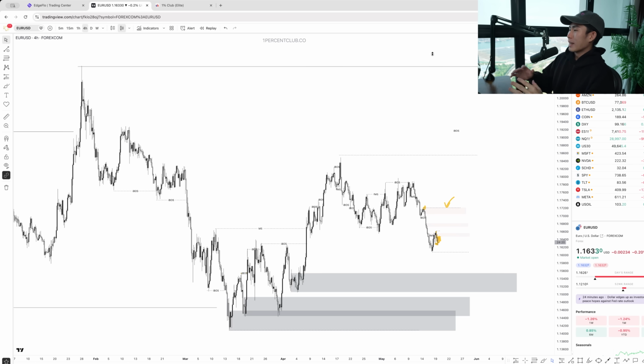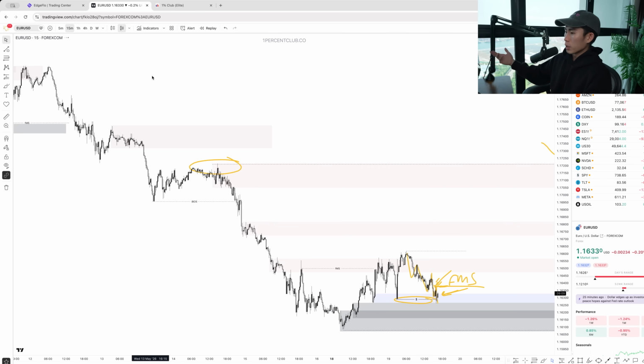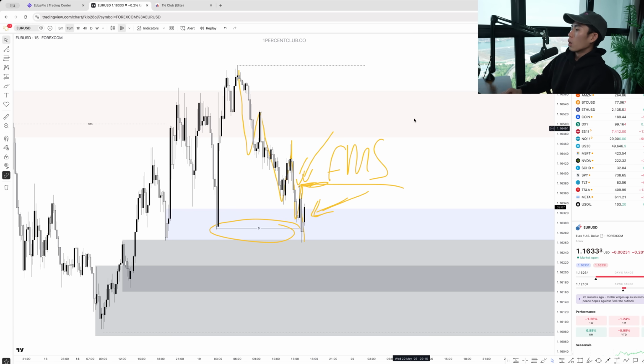So that's how you would fundamentally approach price from the eyes of a day trader, a swing trader, and a scalper. Okay, so entry model number 3, entry model number 2, right? This will be the aggressive version of entry model 1 or 2. Okay, cool. So that's it for EURUSD.